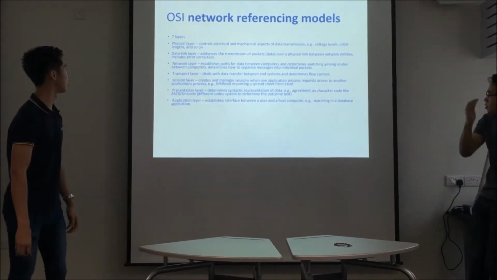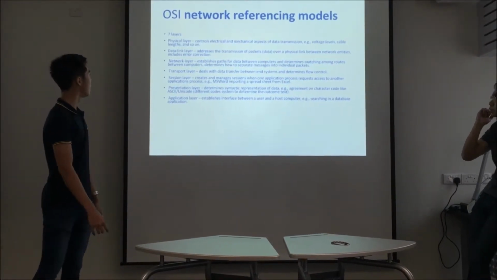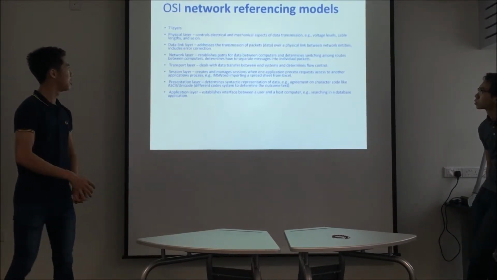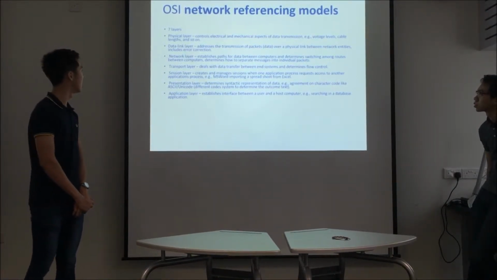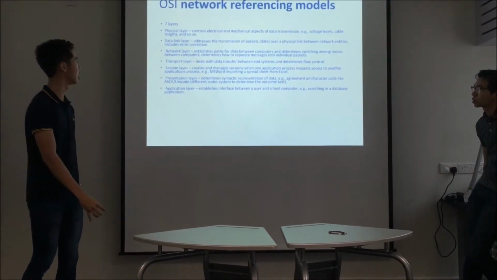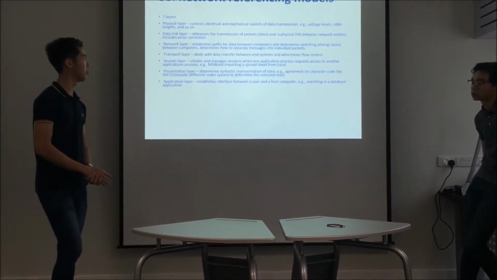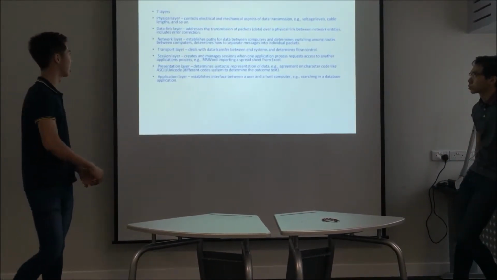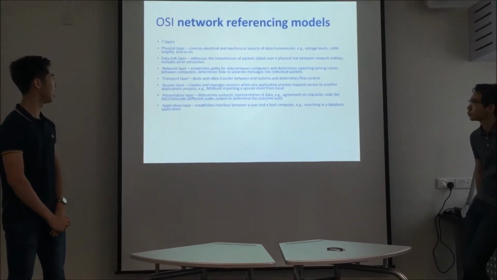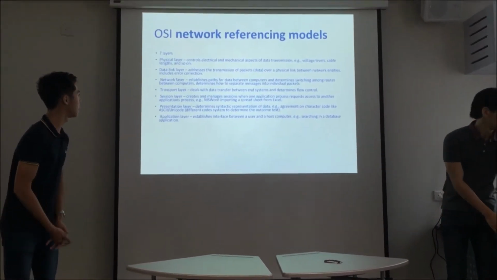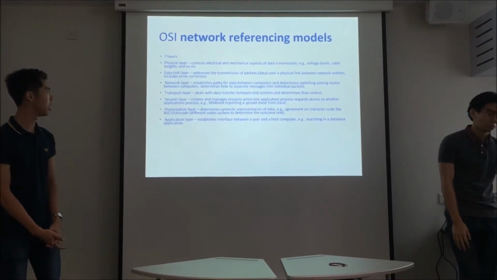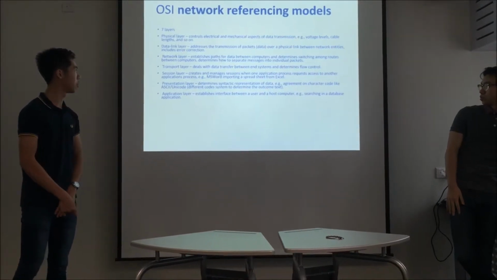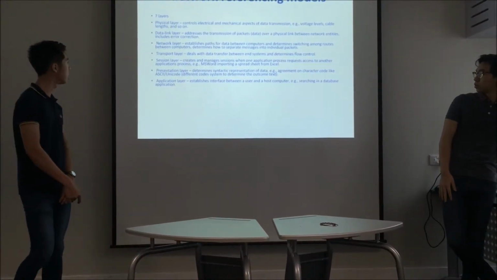Okay, the OSI referencing model consists of 7 layers. One of the layers is the physical layer, which controls the electrical and mechanical aspects of data transmission. The data link layer addresses the transmission of the data over a physical link in between network entities, including error correction. The network layer finds a path for the data between computers and determines switching among routes between computers, and determines how to separate messages into individual packets.